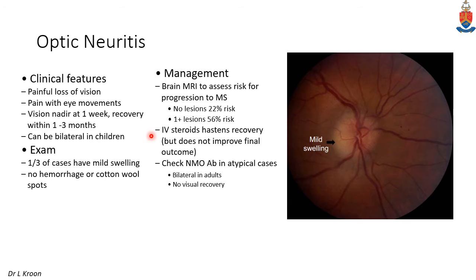IV steroids hasten the recovery of vision in optic neuritis, but it does not improve the final outcome. The NMO antibodies should be checked in atypical cases, such as in patients with bilateral optic neuritis and patients of African descent, or there's no visual recovery after 1 month.